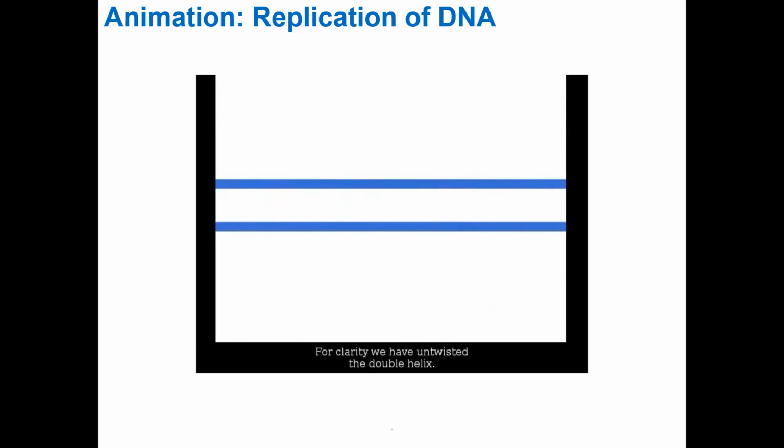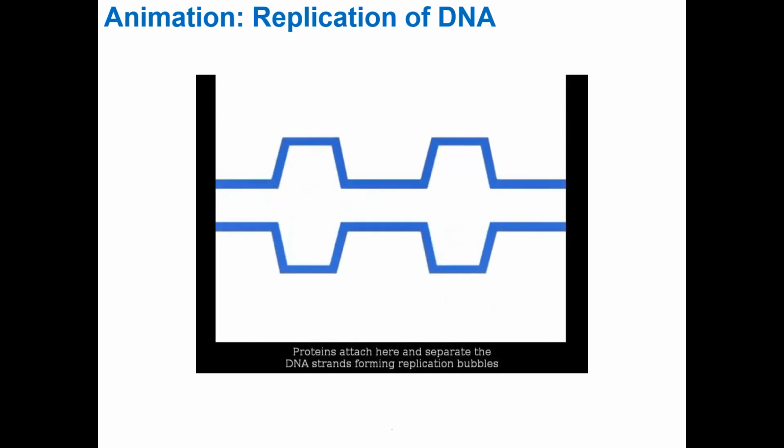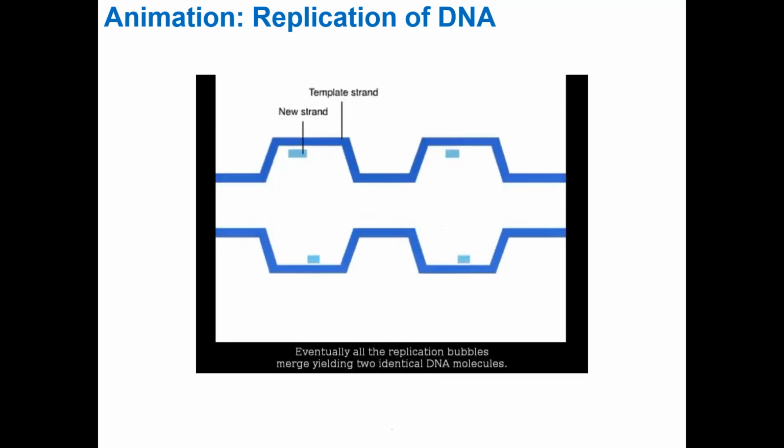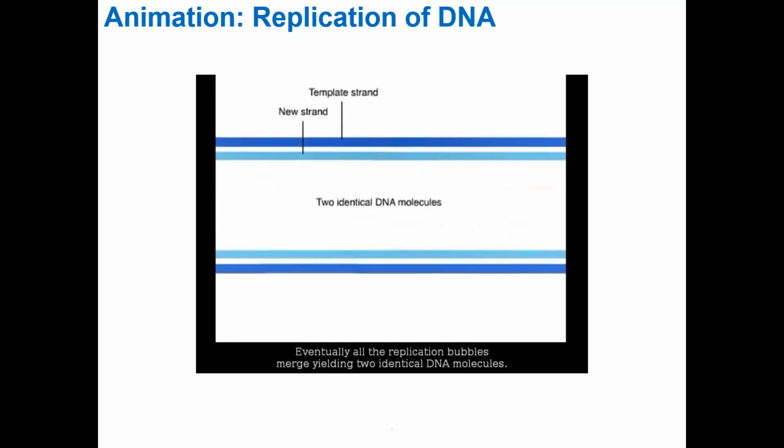For clarity, we have untwisted the double helix. DNA replication begins at specific sites called origins of replication. Proteins attach here and separate the DNA strands, forming replication bubbles which grow in both directions. Enzymes called DNA polymerases move along the template DNA strands and catalyze the elongation of new strands. Eventually, all the replication bubbles merge, yielding two identical DNA molecules.